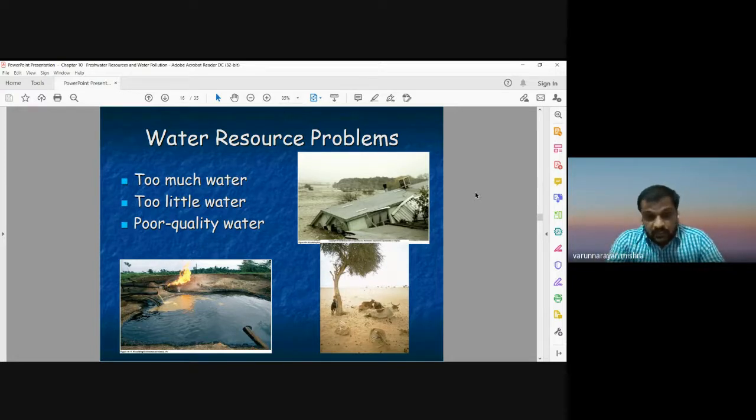Both are directly connected to the change in the atmospheric condition, change in the climatic condition, rise in temperature, and the problem in weather circulation. And poor quality water: if water is available, but because of some pollutants or some other factors, there is poor water quality in that area. So these are the three major problems related to water resources.